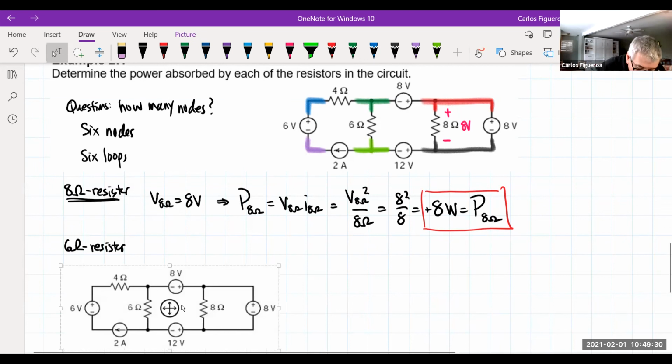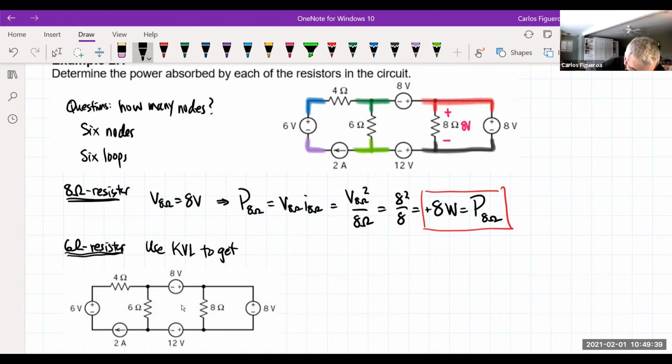If I use Kirchhoff's law, okay, I'm going to use KVL to get the voltage across the 6 ohm. Now the question is, I have to define the polarity of the 6 ohm resistor. I don't know what the polarity is, so I'm going to guess. I'm going to say this is plus, this is minus, this is the voltage across the 6 ohm. So now I can make any closed loop to calculate what the voltage across that guy is.